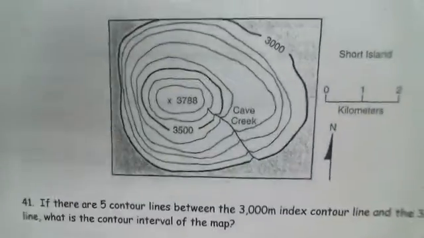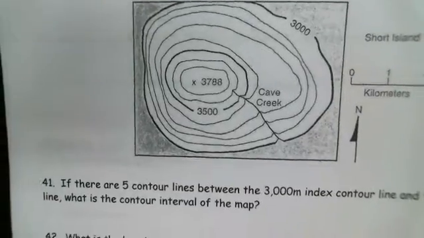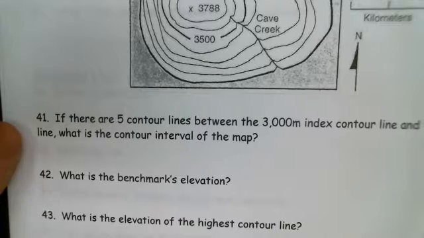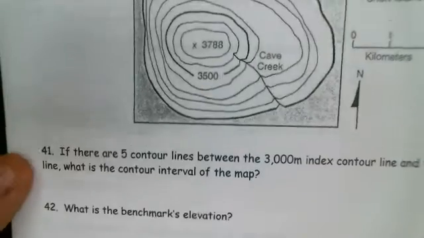Next page. There are 5 contour lines between the 3,000 and the 3,500 meter index contour line. What is the contour interval of the map?